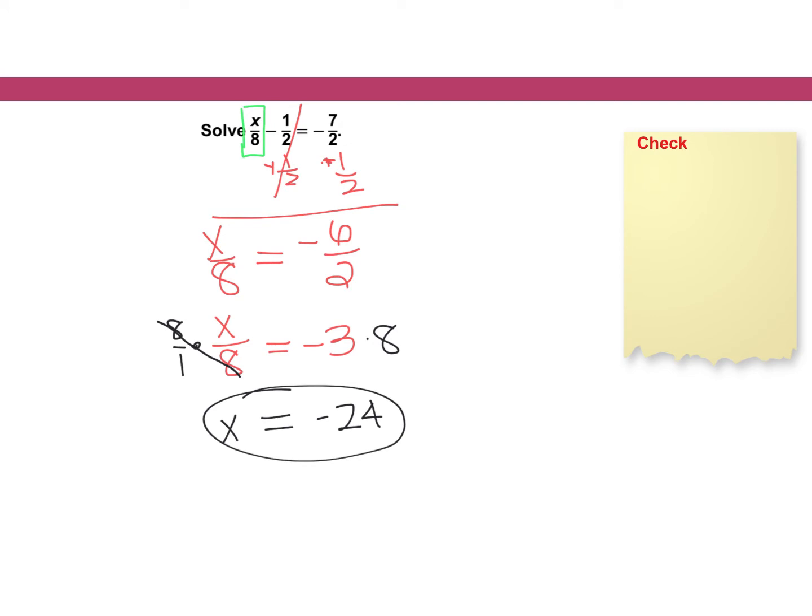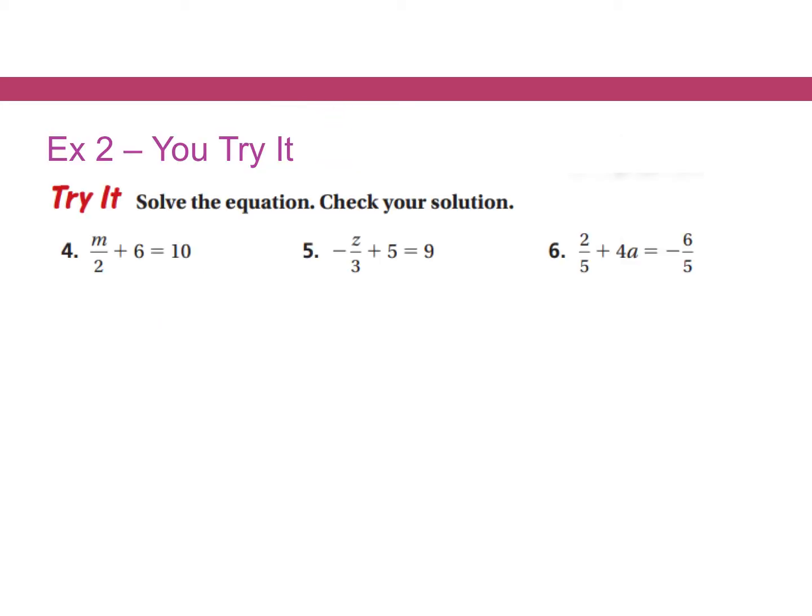And again, you can always double check your work. If I plug in a negative 24 for x, and I divide that by 8 and subtract 1/2, this is going to give me negative 3 minus 1/2. And if I put that in terms of halves, that's really negative 6/2 minus 1/2. Then I'm going to end up with a negative 7/2. And that's exactly what we started with right up here. So again, please pause the video, try this example, and then come back and double check your work.